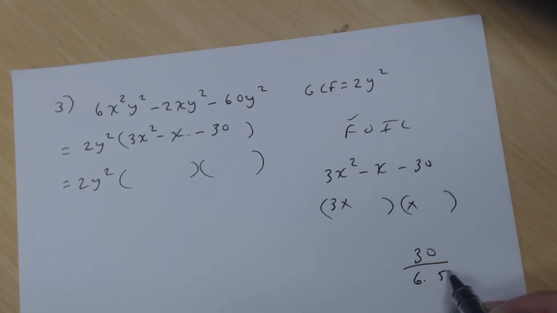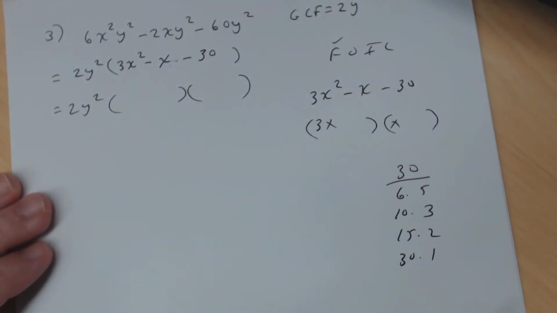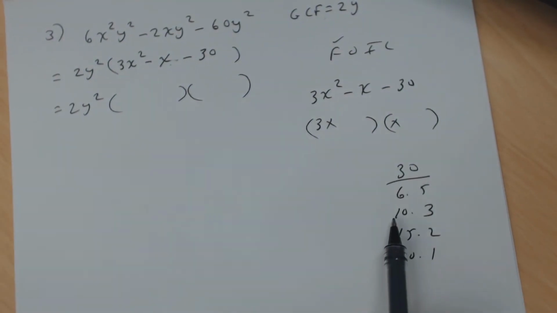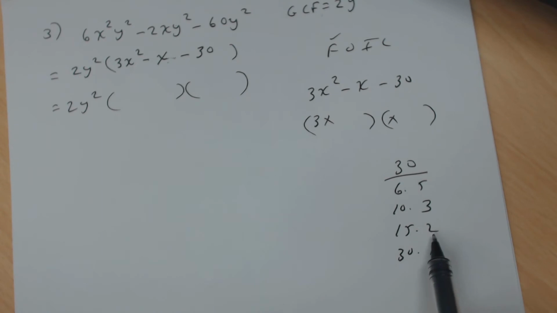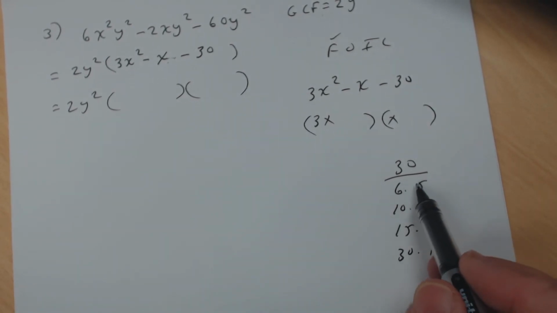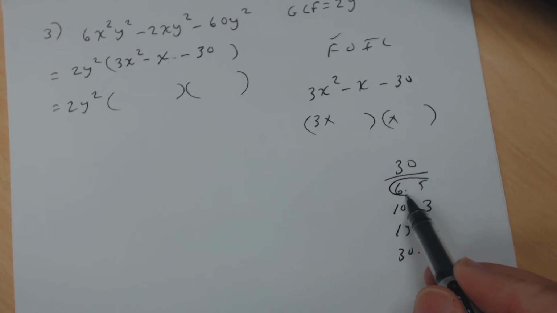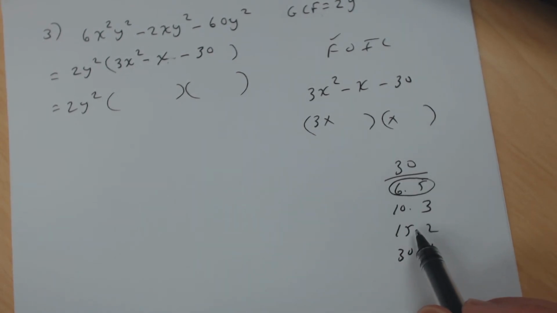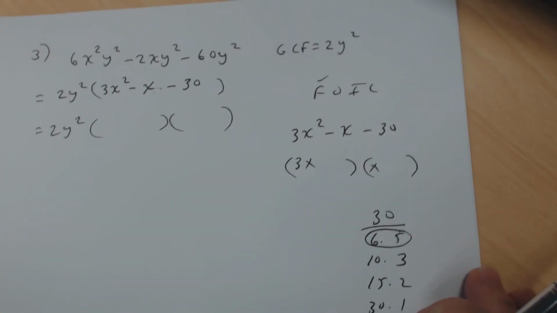There's 6 times 5. There is 10 times 3. There is 15 times 2. And there is 30 times 1. So 6 times 5 is 30. 10 times 3 is 30. 15 times 2 is 30. 30 times 1 is 30. And again, just like before, you want to try the numbers close together in the number line. If that doesn't work, you'll try something else.